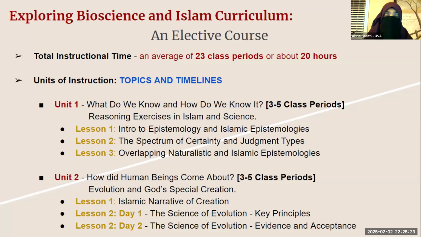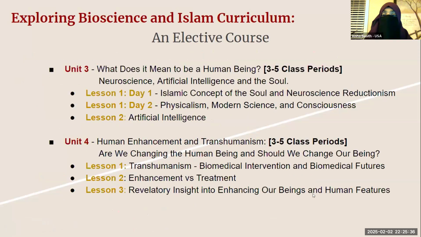If you look at this scope and sequence, Unit 1, which is about epistemology, is 3 to 5 class periods. The next one, about evolution and God's special creation, is also 3 to 5 class periods. And similarly, we have neuroscience, artificial intelligence, and the soul. As you can see, they're connected to a major question about the human being: what does it mean to be a human being? And we talk about neuroscience, artificial intelligence, and the soul.